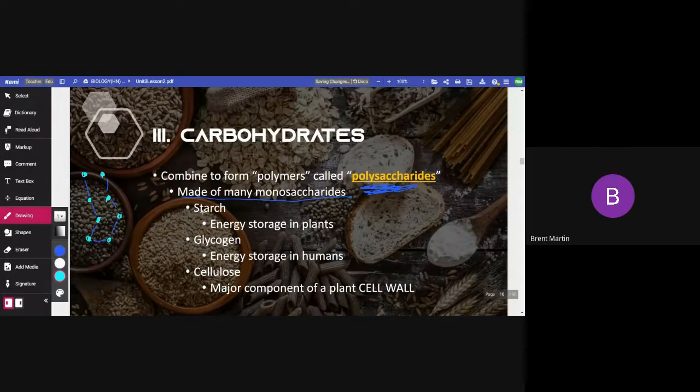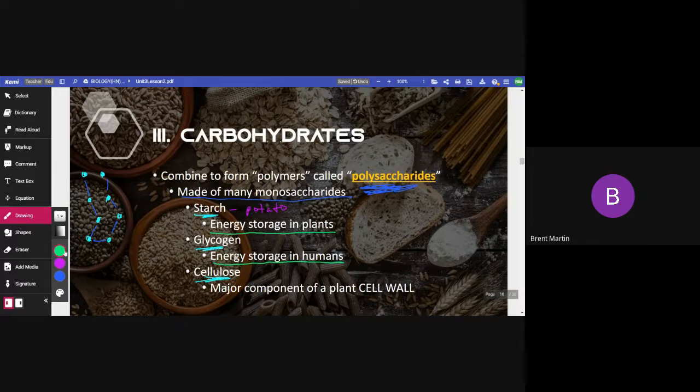Now, there are three that you need to be familiar with: starch, glycogen, and cellulose. And they are very easy to remember. When I think of starch, I think about a potato. Can y'all think about a potato when you think about starches and rice and wheat? Do those things come from animals or do they come from plants? Keep that in mind. If starch comes from plants, then that tells you it's energy storage in plants. If starch is for plants, then glycogen must be energy storage in humans. That's the easy way to remember that.